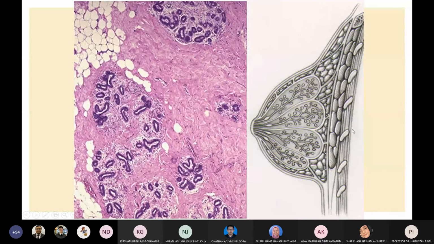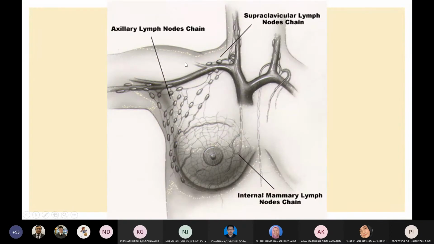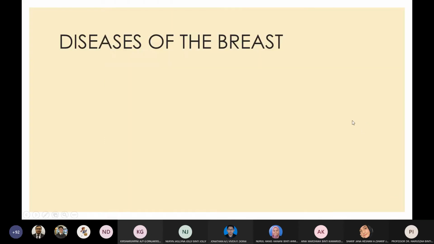Just another view. This is what you get if you cut a cross section. Cross section of the breast lobules or lobes. Remember, just now you said some patients complain of an axillary mass. That is because whatever tumor was growing there can spread to the lymphatics, to the axillary lymph nodes or the supraclavicular and internal mammary nodes. So these are the lymph nodes that the surgeon will look at when they have to do a mastectomy for a patient with breast cancer.